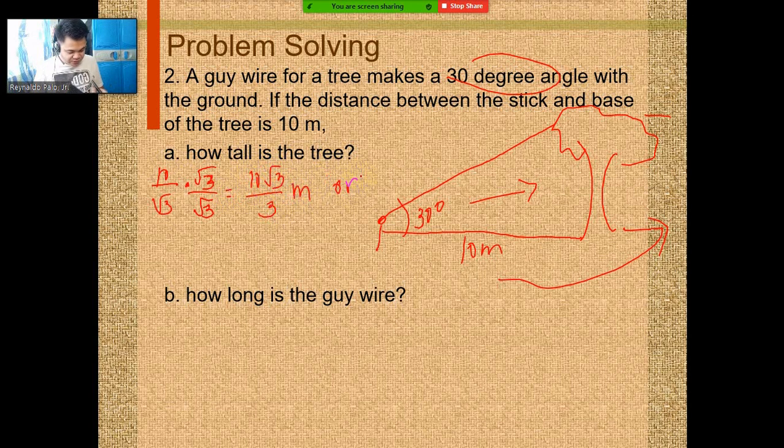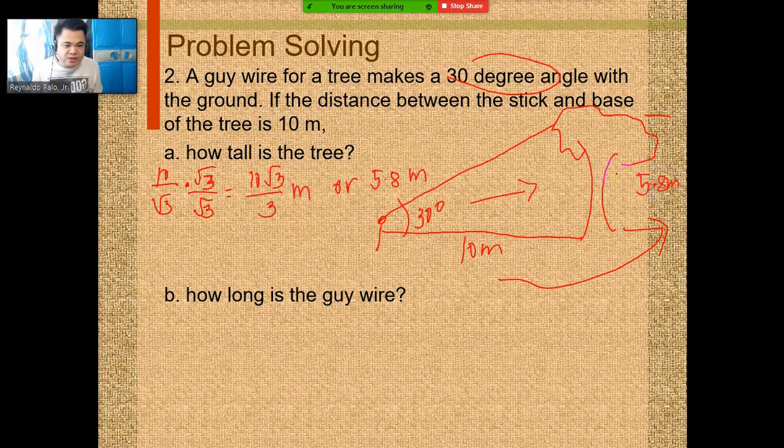Or using your calculators, you can actually convert this one. So let's compute it using the calculator. And if it is a decimal, just round it off to the nearest tenths. So 10 times square root of 3 divided by 3. So it's 5.77. So rounded to the nearest tenths, it is now 5.8 meters. That is the height of the tree. Then the next, this is 5.8 meters.